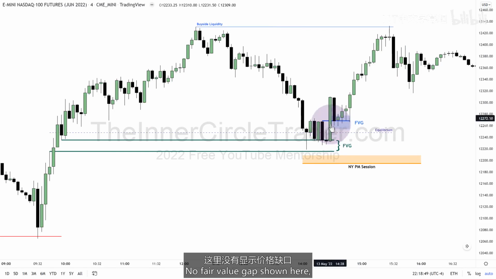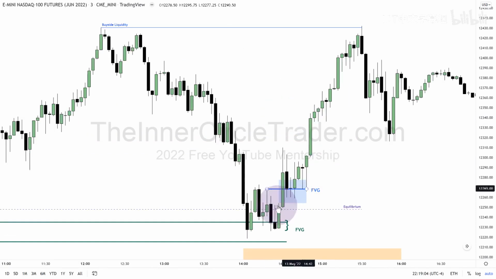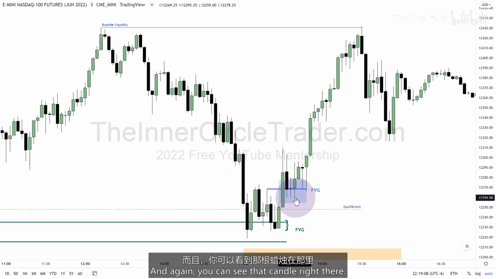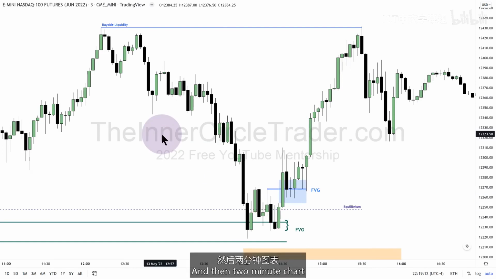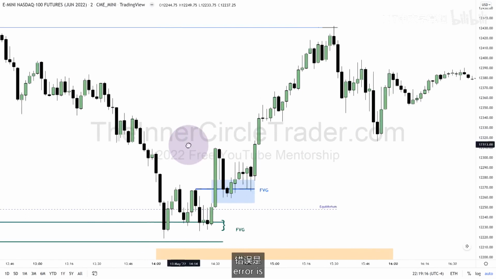Okay, no fair value gap shown here except for this small little area there. Now by itself, that's possible. You get a small little return into it there. I'm not looking at that. Okay, go down into a 3-minute chart. Okay, there's a gap there. Again, you can see that candle right there. That would be fine if that's what you were looking for. And then 2-minute chart. There is.